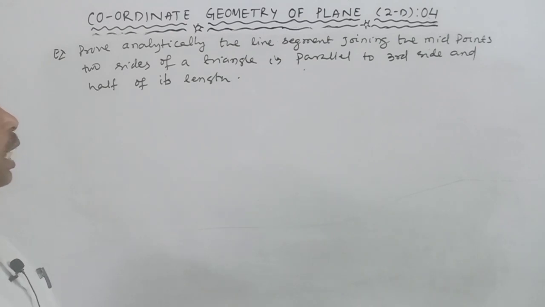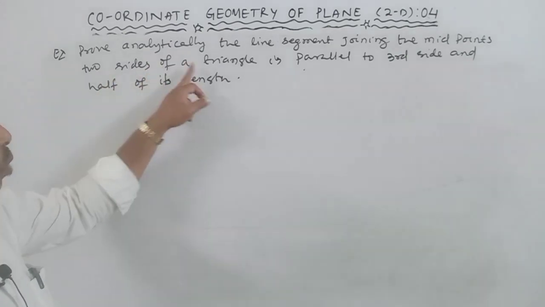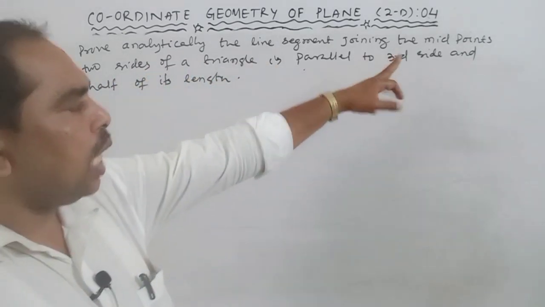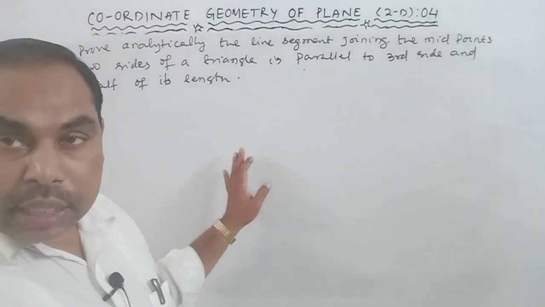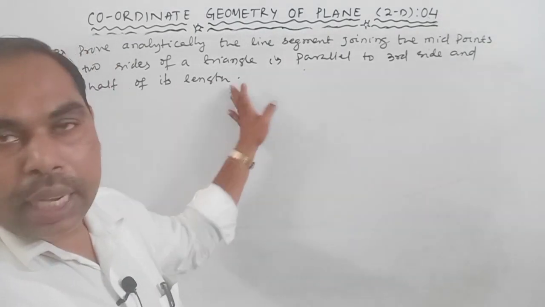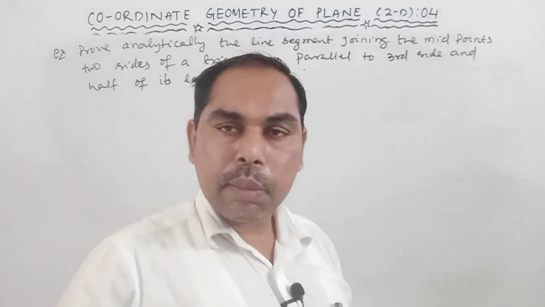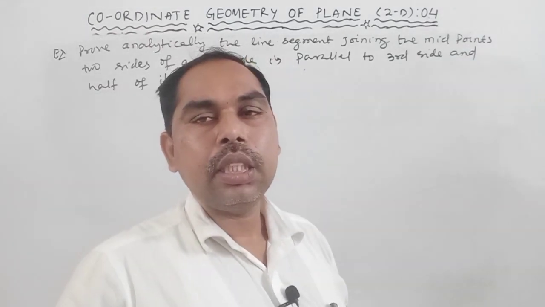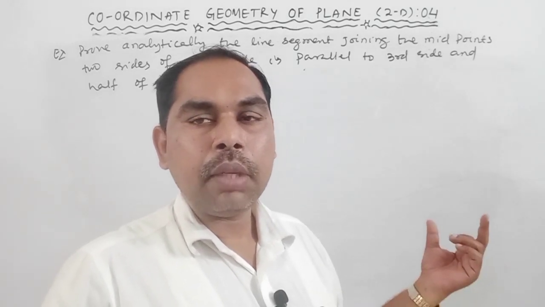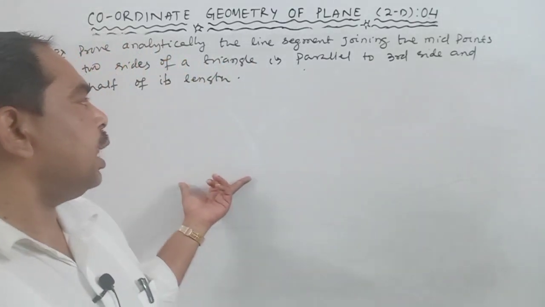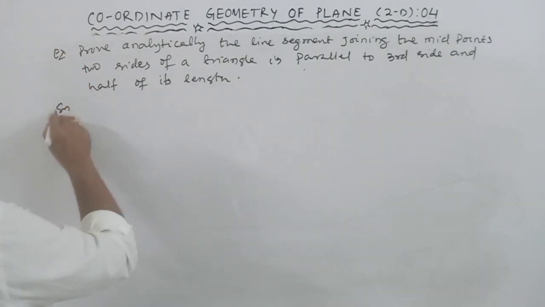There is a question: prove analytically that the line segment joining the midpoints of two sides of a triangle is parallel to the third side and half of its length. Parallel to the third side means their slopes are equal, and half of its length means the length of the segment is half of the base length.